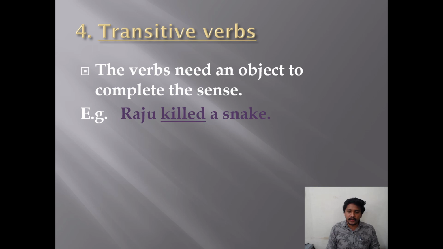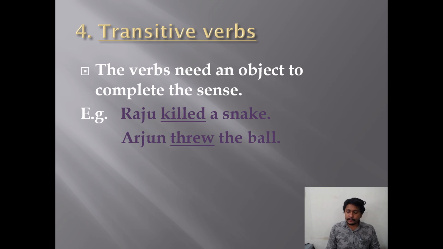Raju killed a snake. Killed is the verb here, a snake is the object here. Now the sentence is completed. We cannot stop the sentence with the verb, Raju killed. It automatically asks the question what or whom. So the sentence wants to be completed: Raju killed a snake. The object is needed in the sentence. Those types of verbs are called transitive verbs. Transitive verbs need an object to complete the sentence, otherwise it may ask the question what or whom.